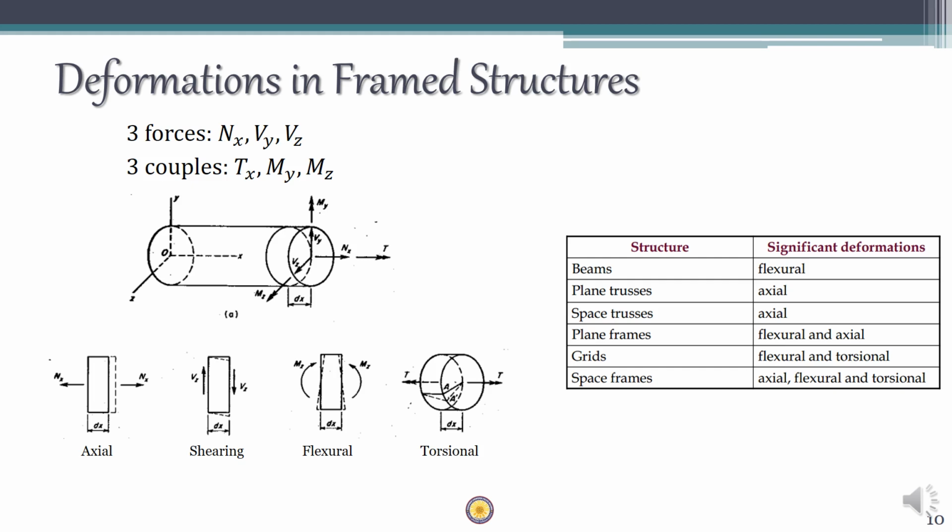So based on the predominant forces acting on the various types of structures, the significant deformations are as follows. In case of beams, the significant deformation is only flexural, only bending is happening. In case of trusses, majorly only axial deformations are happening. In case of plane frames, both flexural and axial deformations happen, and in case of grids, both flexural and torsional deformations can happen. Finally, in case of space frames, it can accommodate axial, flexural as well as torsional deformation.